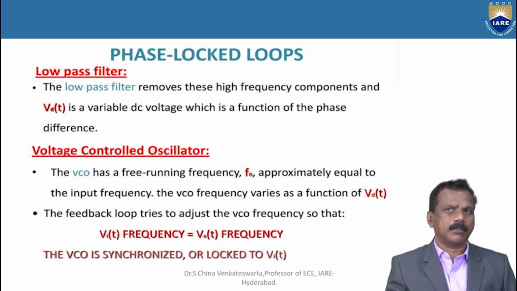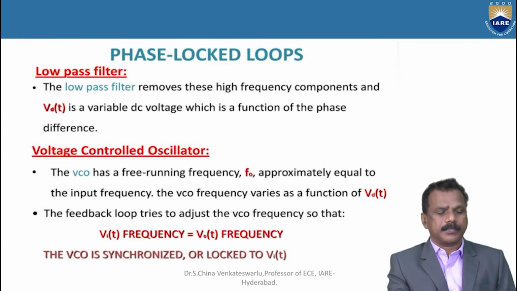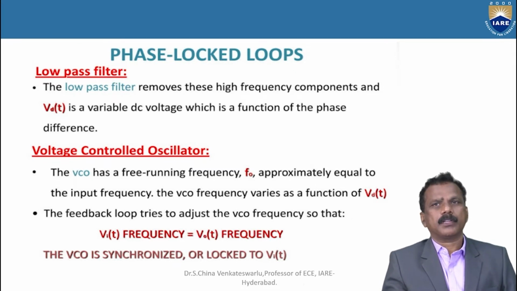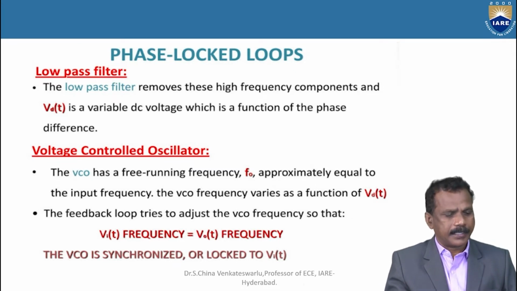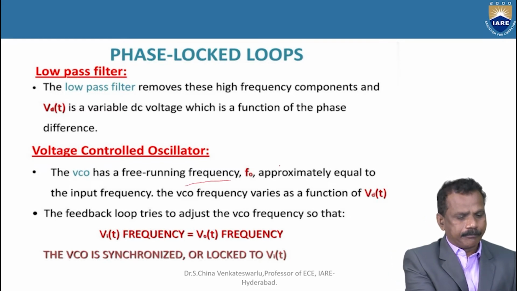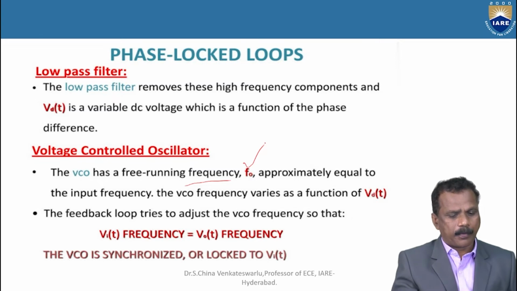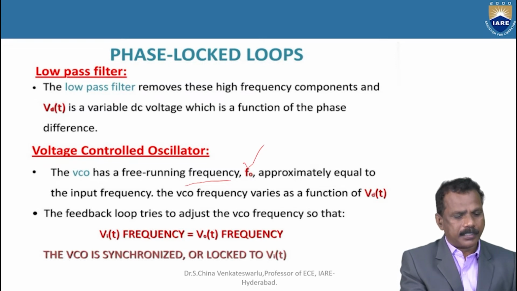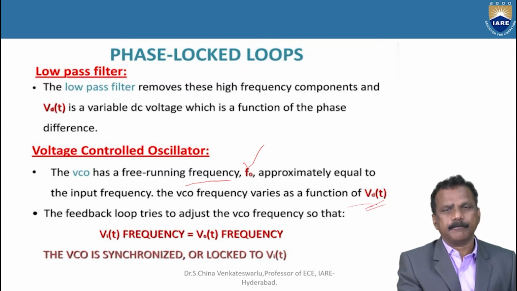We know that the low pass filter removes these high frequency components, and Vd of t is a variable DC voltage, which is a function of the phase difference. Now coming to the VCO, voltage controlled oscillator. The VCO has a free running frequency f0, approximately equal to the input frequency. The VCO frequency varies as a function of Vd of t.